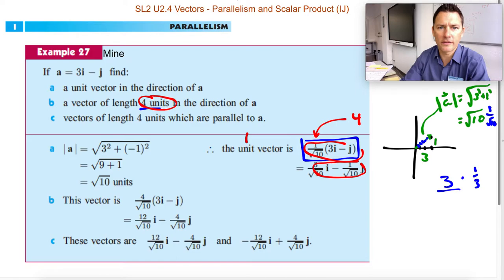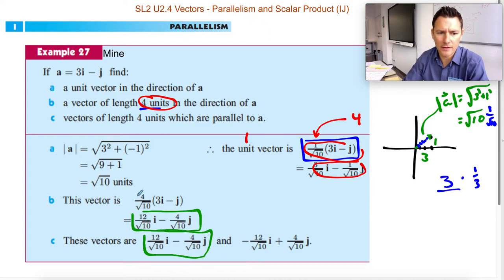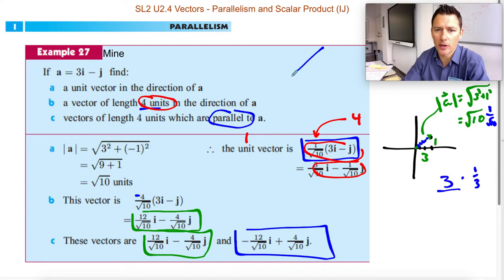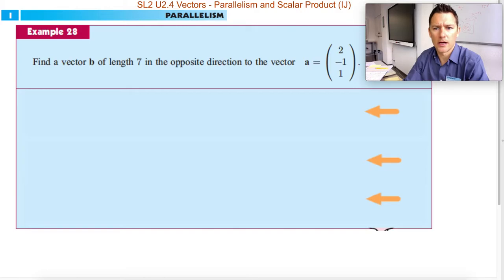So one set is what we just found here. That's this, right? And the other set is if the 4 was negative, right? It just changes the sign. So those are the two that would be parallel. One's going this way, one's going that way, same length. All right. You try it. It's the same sort of thing.